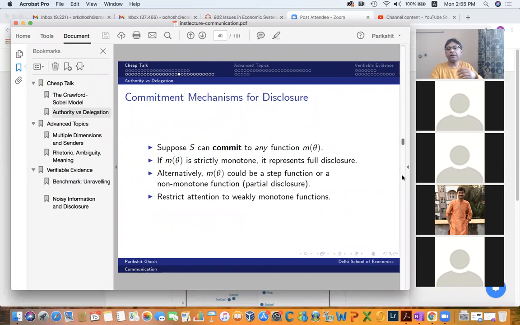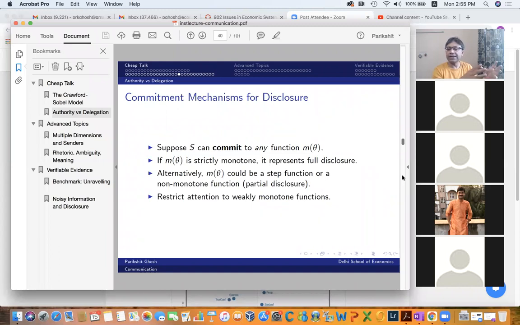Now, instead of thinking of the receiver creating a mechanism, creating a commitment, we can also think about the sender making a commitment, right? And we talked about a very simple form of commitment, which is absolute honesty. Somehow commit to a mechanism which says that it will fully reveal the value of theta, the truth, the whole truth, and nothing but the truth.